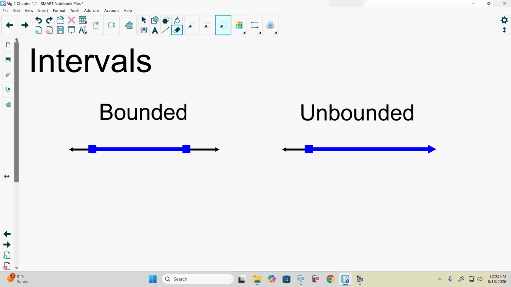Now with intervals, we have 2 types, bounded and unbounded. In geometry, we normally call unbounded, or kind of that form, a ray. Bounded intervals have 2 endpoints, and it's all the points in the middle. An unbounded interval has 1 endpoint and continues indefinitely in one direction. That, by definition, is a ray.